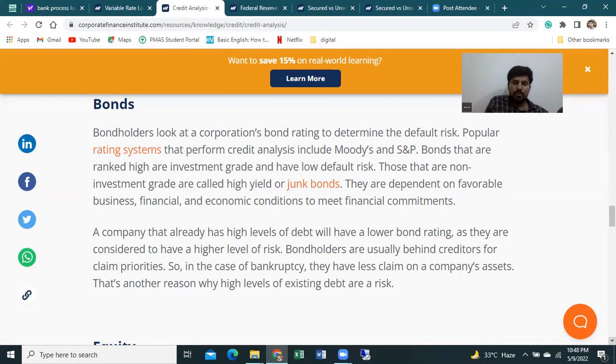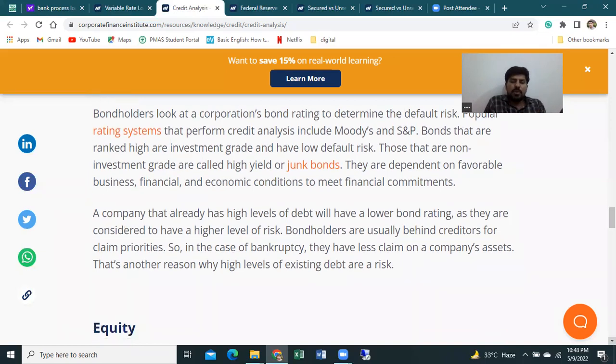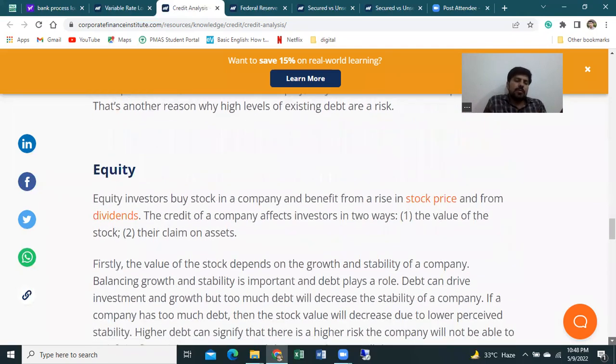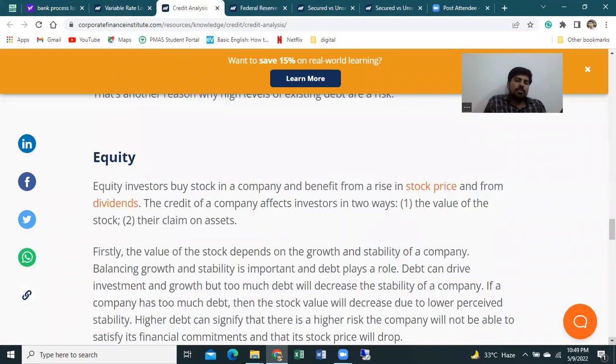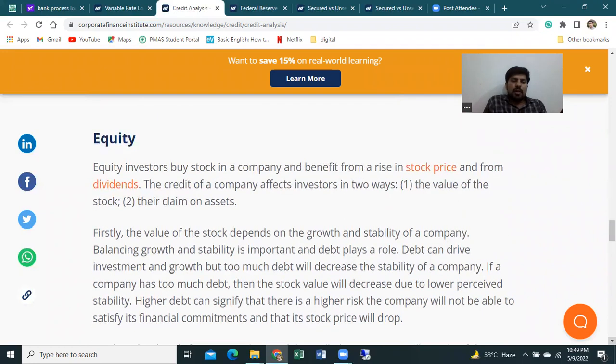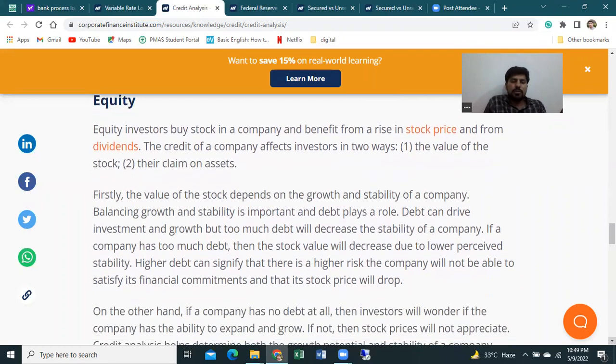Bondholders are usually behind the creditors in claims priority. So in the case of bankruptcy, they have less claim on the company's assets, especially if the company has a high level of existing debt and risk. Equity is invested by stockholders in the company to benefit from the rising stock price and from dividends. The credit quality of the company affects the investor in two ways: the value of the stocks and the claim on the assets.